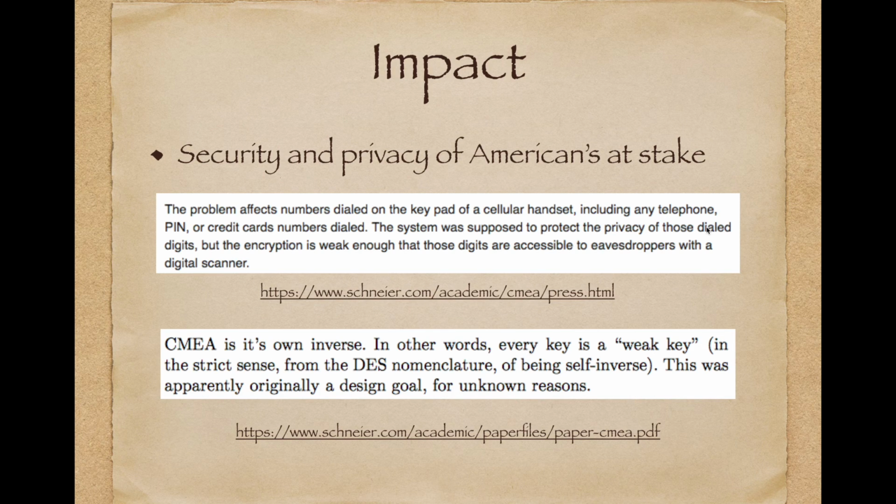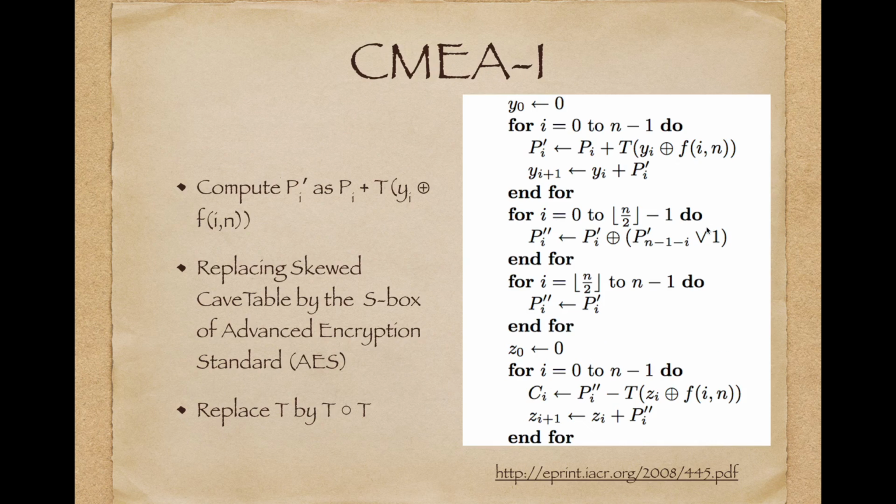The paper also argues that CMEA is its own inverse. This can be problematic at times because people who have access to digital scanners or are strong at technical skills can retrieve the sensitive data of the users rather easily. This not only puts the privacy of the users at risk, but also increases the chances of theft.